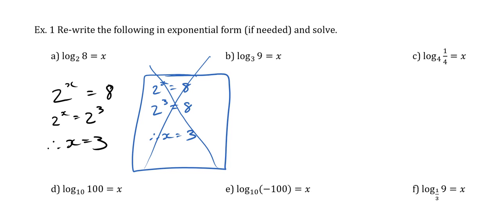All right. So, go ahead, try B. We're rewriting in exponential form. Easy one.